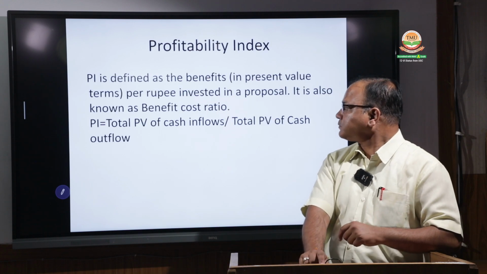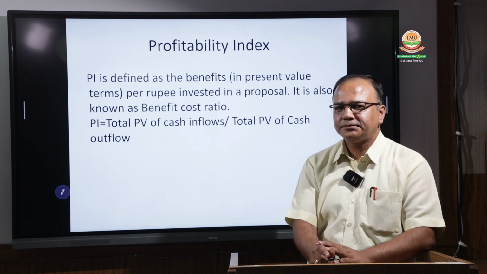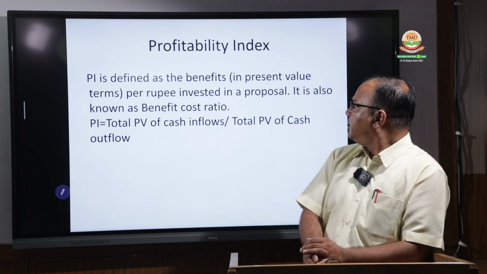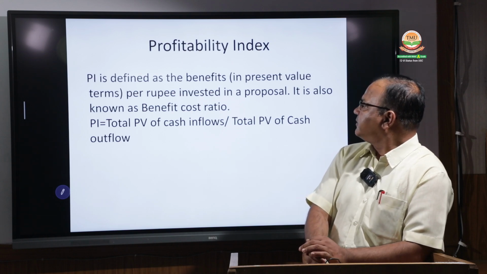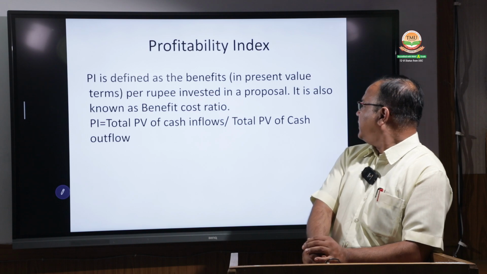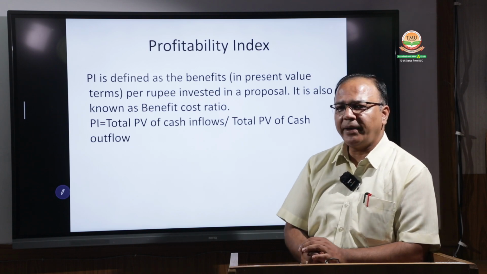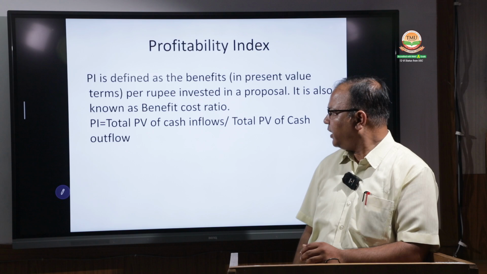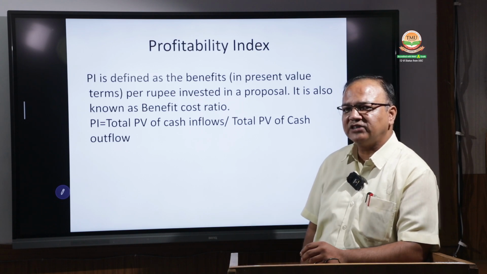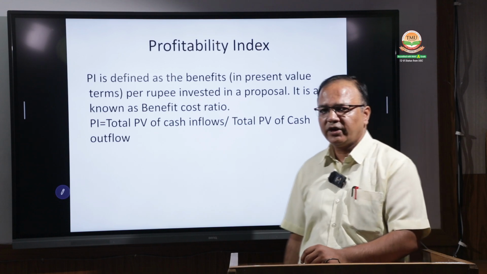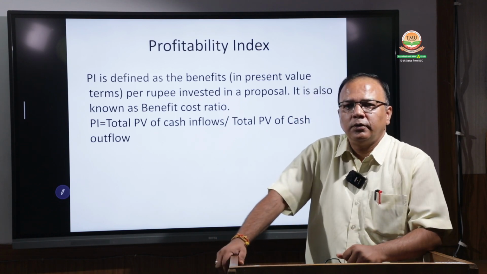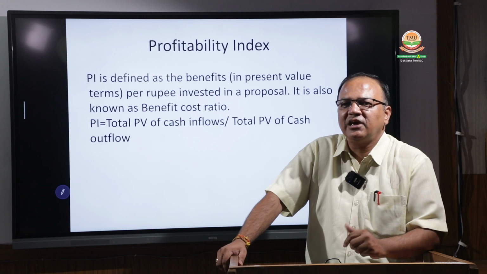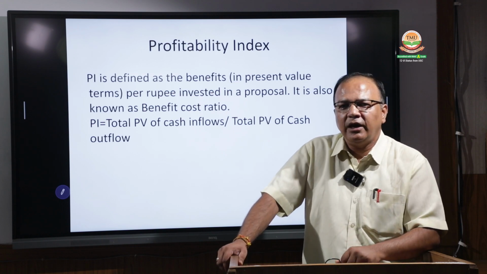Next, profitability index. Profitability index can be said as a benefit per rupee invested in a proposal, and it is also known as benefit cost ratio. The formula for calculating PI is total present value of cash inflow divided by total present value of cash outflow. So, the modus operandi is almost the same. It means the initiation, or the basic calculation, is the same as we applied in NPV.